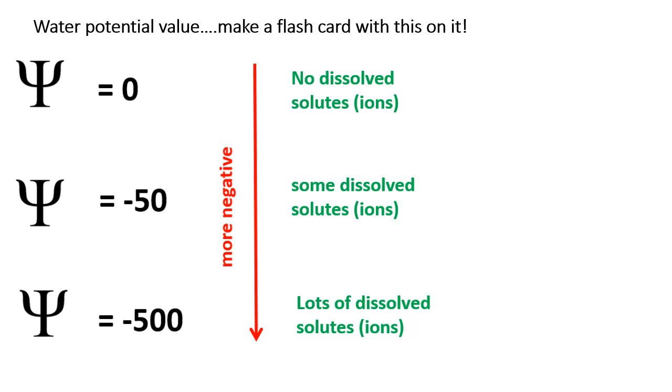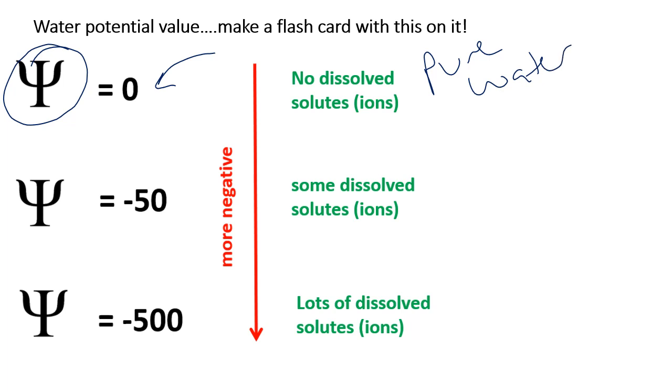Okay, so you might just want to pause the video and make a quick flashcard of this information. Now, when we're talking about water potential, if we're discussing pure water where there's no dissolved solutes in it, then the water potential value is always 0. And water potential can be represented using this symbol here, which is psi. So here we've got a water potential value of 0. Now we know that is pure water, nothing dissolved in it.